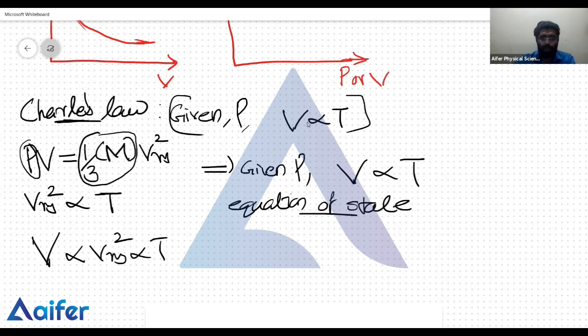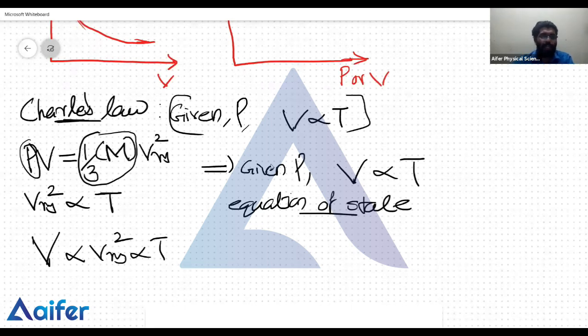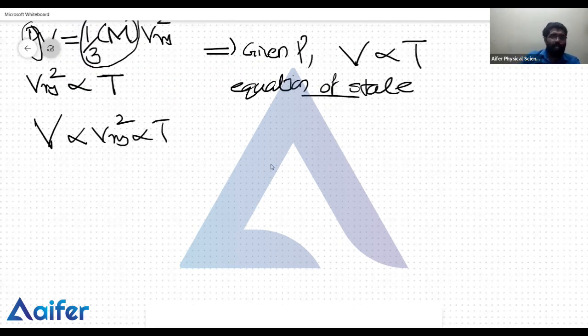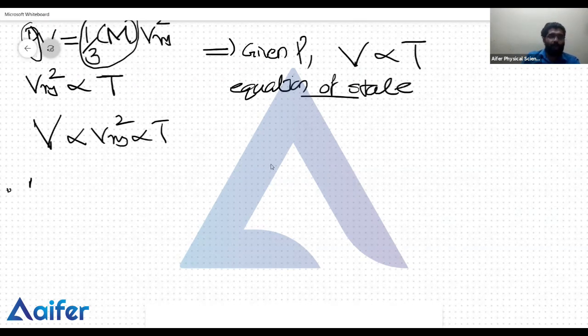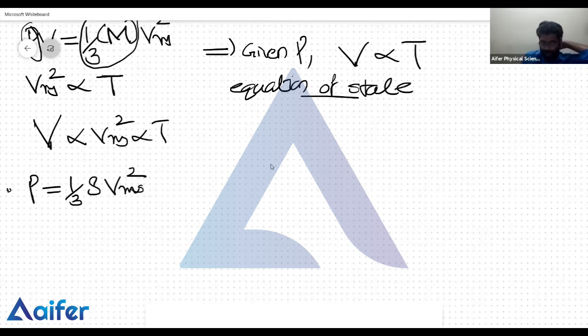Okay, I will come back to equation of state in a moment. Before that, I will go to the expression containing density. P equal to 1 by 3 rho Vrms square. Vrms is proportional to temperature, so 3P equal to rho into T. We can approximately write this equation.